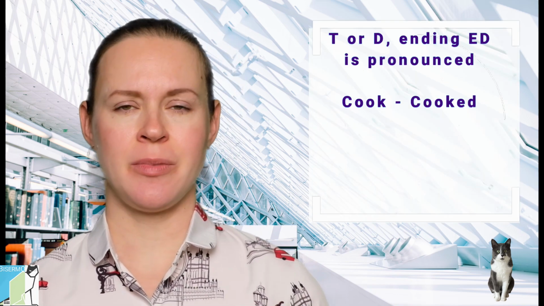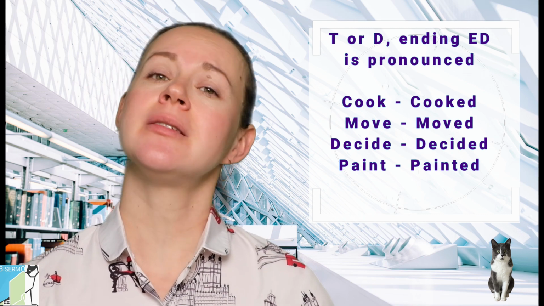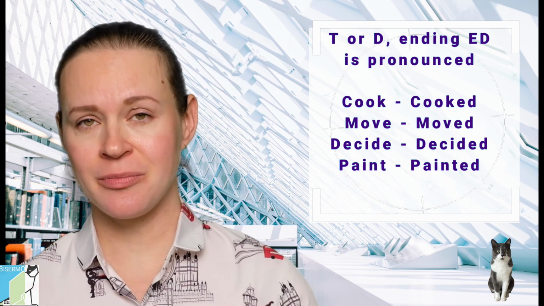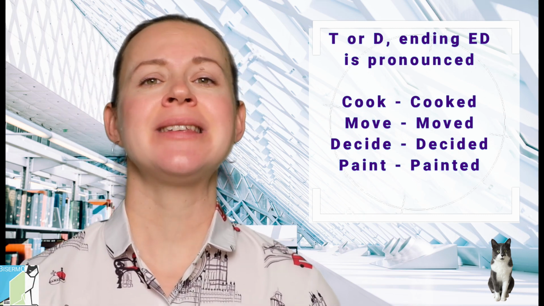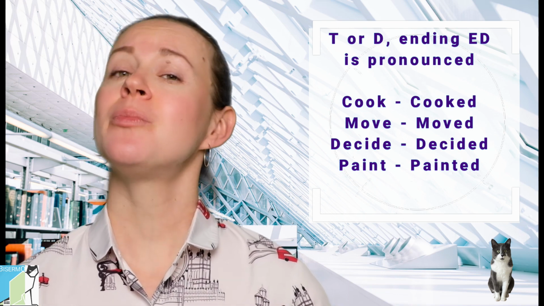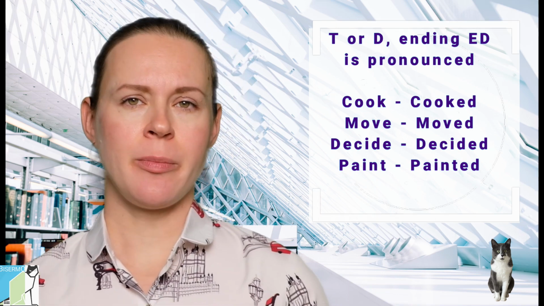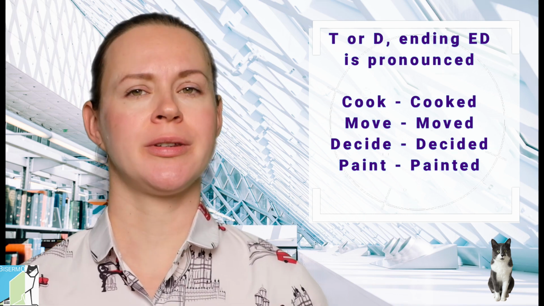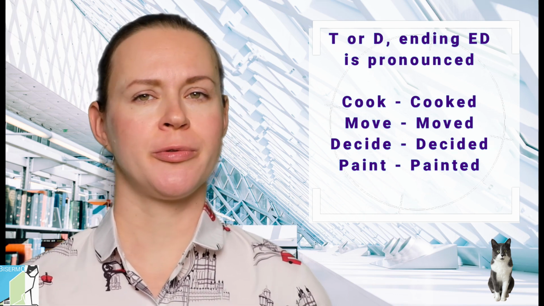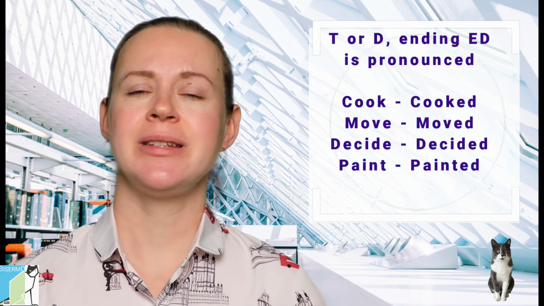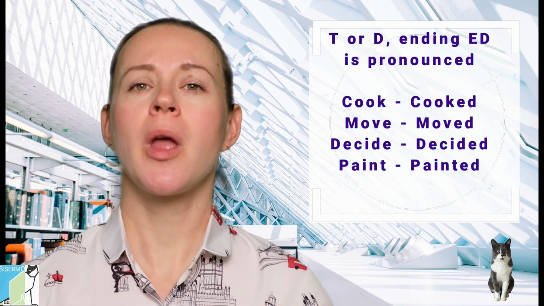So here is the rule of regular verbs. When we form past simple and our verb is ending t or d, ending ed is added on and pronounced. Please compare. Cook, cooked. Move, moved. Decide, decided. Paint, painted. Irregular verbs don't follow this rule.